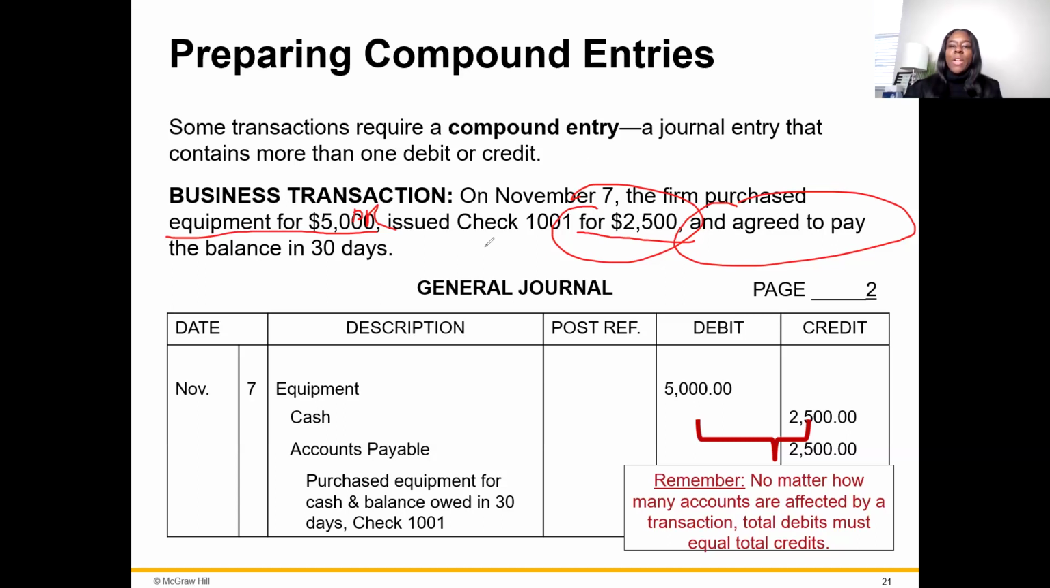Now, this other 2,500 is where we're going to owe money. We said that owing money is a liability and it's accounts payable, and accounts payable increases on the credit side. So now you've got your 3 accounts: equipment, cash decreasing, accounts payable increasing. This 5,000 equals this 5,000. And so our journal entry is in balance and we have completed it. And this is what's called a compound entry.